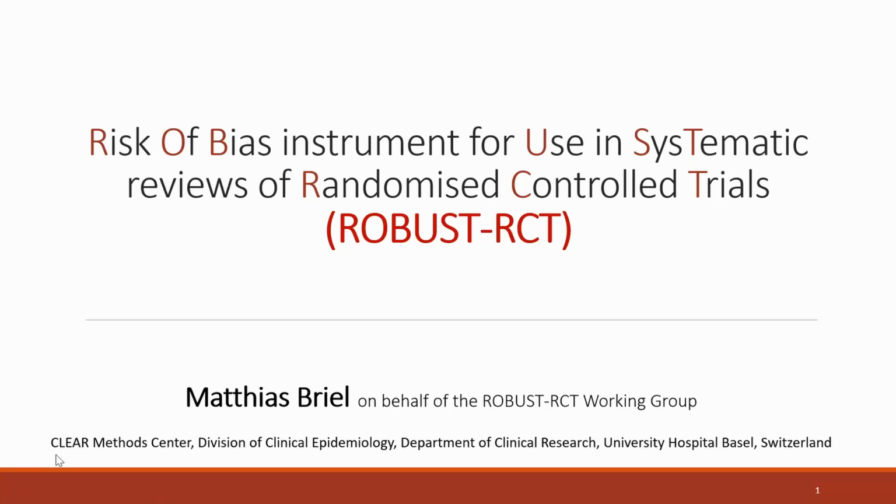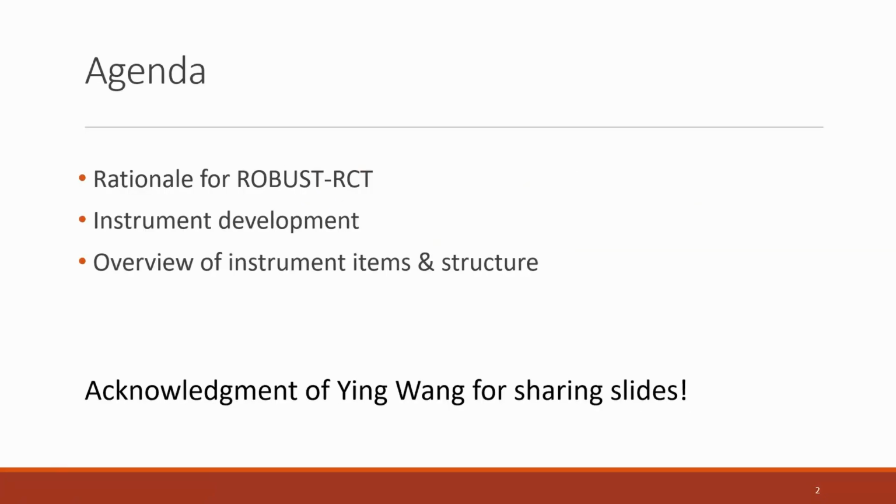So welcome everyone. I will talk about the risk of bias instrument for use in systematic reviews of randomized controlled trials, in short, ROBUST-RCT. So in the next 25 minutes or so, I will talk about our rationale to develop ROBUST-RCT, then shortly describe the instrument development and give you an overview of the instrument items and its structure.